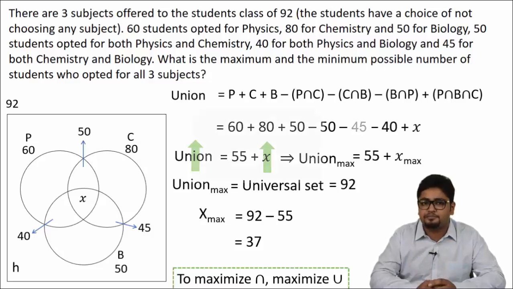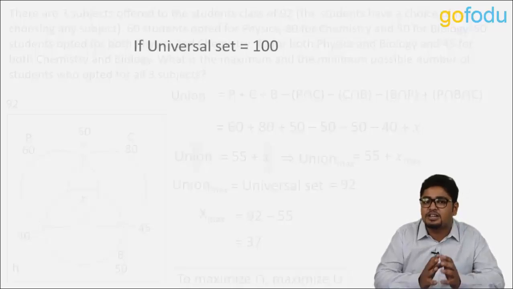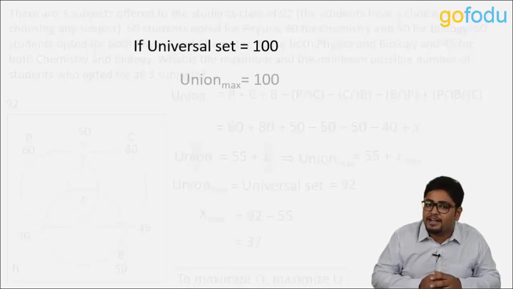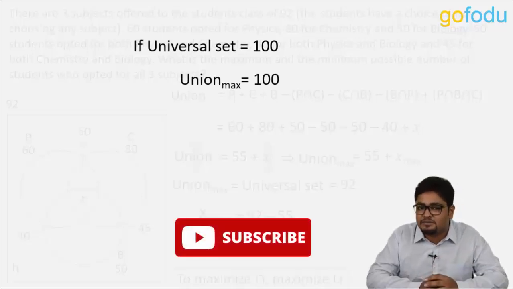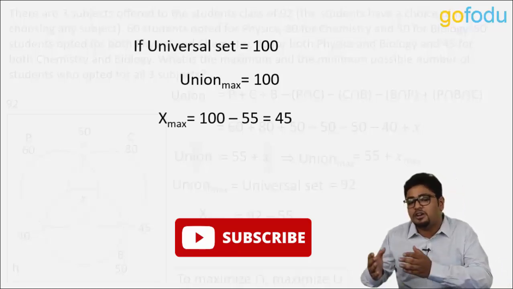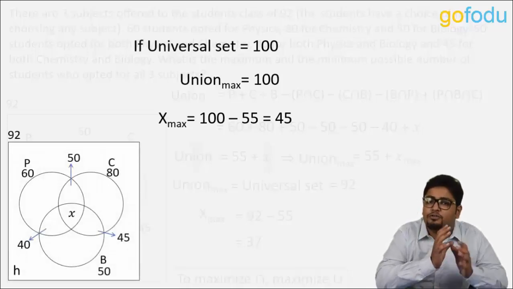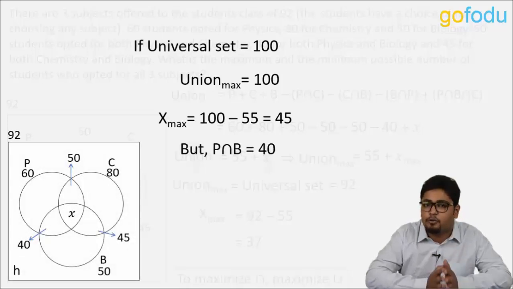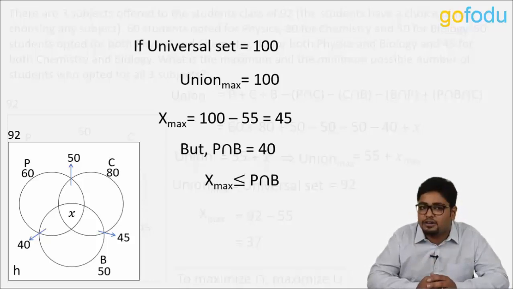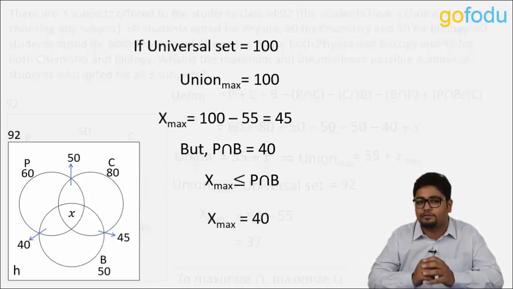But suppose, instead of 92, the total number of students, that is, the universal set, was given as 100. Then, union maximum would have been 100 in that case, and x maximum would have been 100 minus 55, which is 45. Now here, if you observe, the intersection of physics and biology is 40. That means x cannot be greater than 40. So the answer in that case would have been 40 and not 45.